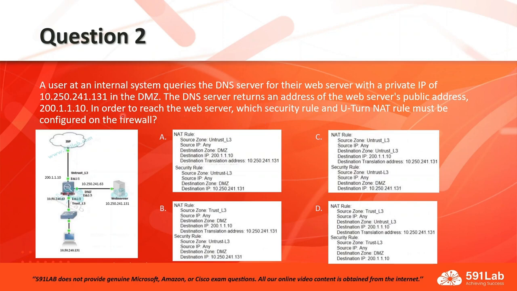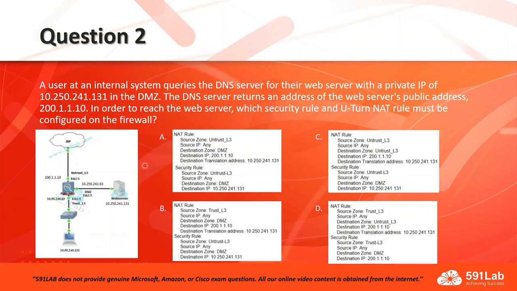The diagram for this question is as follows. We have the trust Layer 3 zone with the client IP address 10.50.240.131, and the Palo Alto has the DMZ zone, where the web server sits, and the untrust L3 zone with the IP address as follows. So how can we reach the web server from the client using the untrust L3 IP? We need to configure some NAT rules and security rules.